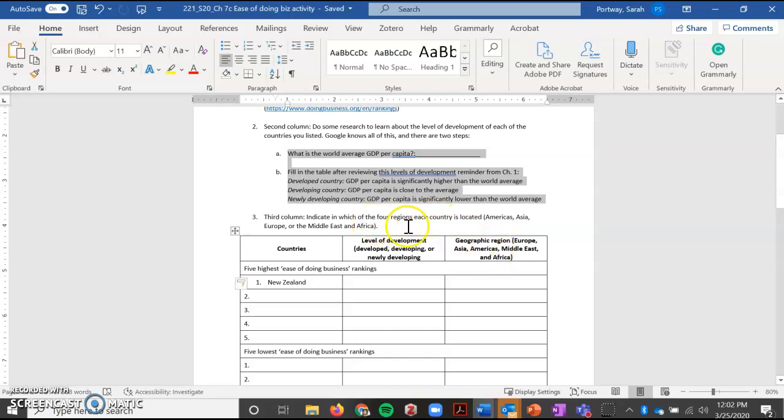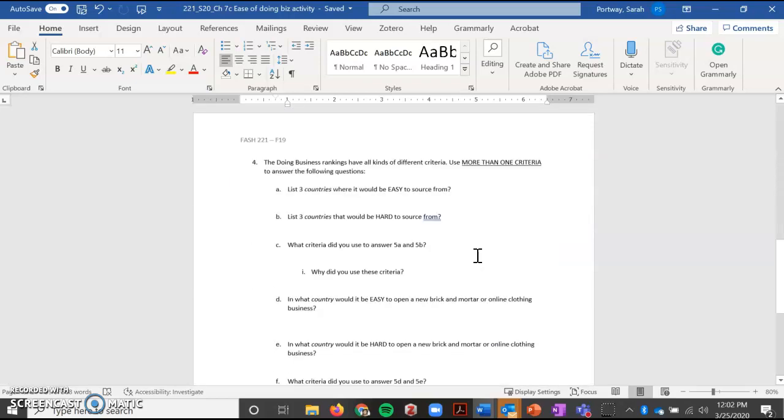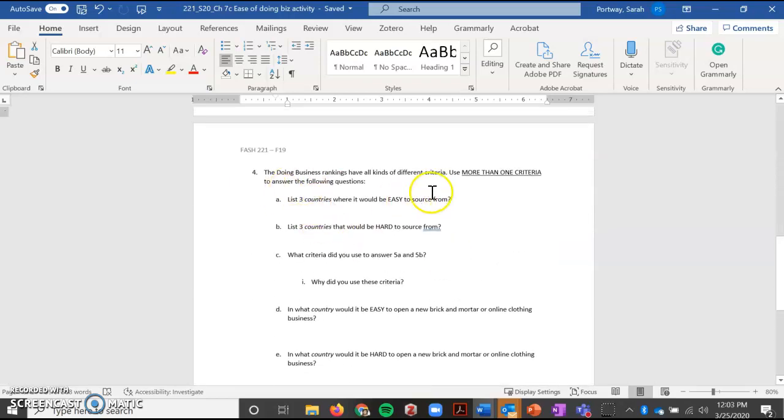Then you're going to figure out which of the geographic regions that country is in, and answer some of these questions based on some critical thinking. So you're going to have to think this through, and I know you can do it because we've been talking about this stuff for a while. Take your best crack at it and let me know if you have questions in the discussion board, okay?